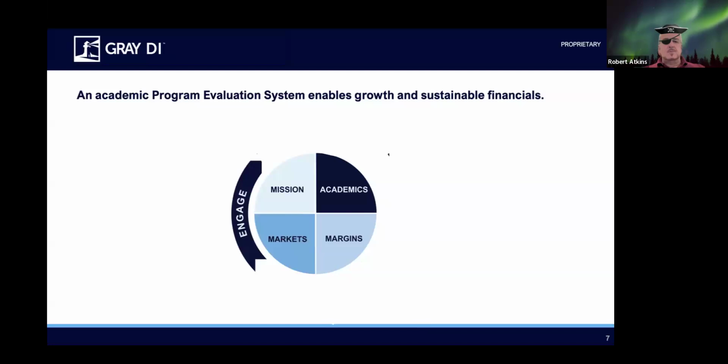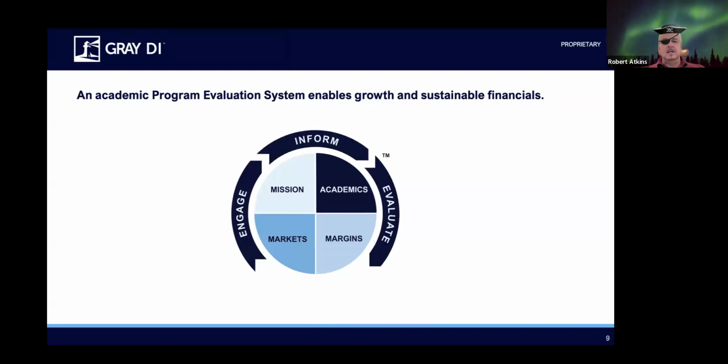Now, I mentioned that it's more than software and data. That's because we have to engage the right people in the right process in order to make decisions, give them the information they need, and run a good program evaluation, really a process, workshops, however you choose to do it, in order to make good decisions.